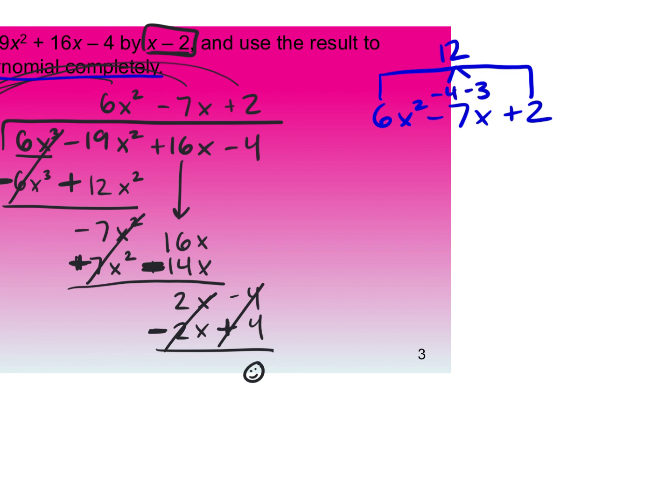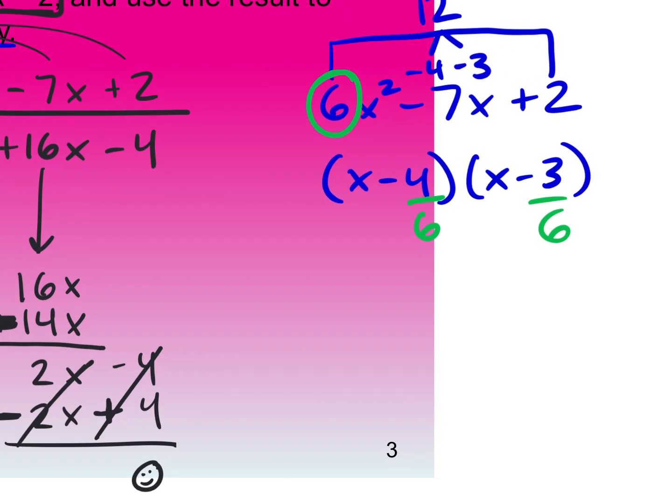Negative 4, negative 3. So we have x minus 4 and x minus 3. If we start by multiplying, we have to remember to divide by that number. So I'm going to divide by 6. Simplify your fraction if you can. So I can simplify 4 over 6 to be 2 over 3.